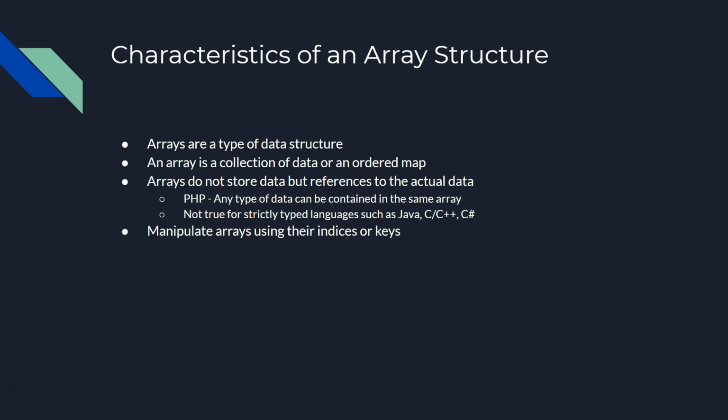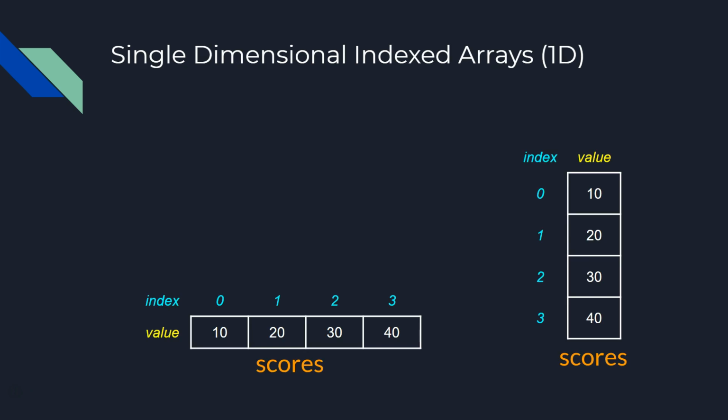And arrays can be accessed or manipulated by using the indices or keys. There are indexed arrays, and there are associative arrays, which are key-value pairs. And generally all arrays are associative arrays. We'll see how that works in a little bit.